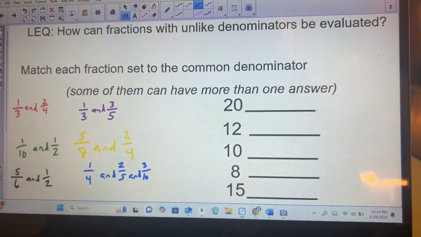So the learning essential question is, how can fractions with unlike denominators be evaluated? Match each of the fraction sets to get the common denominator. Some of them will have more than one answer. So if you take 1/3 and 2/4, the common denominator would be 12.